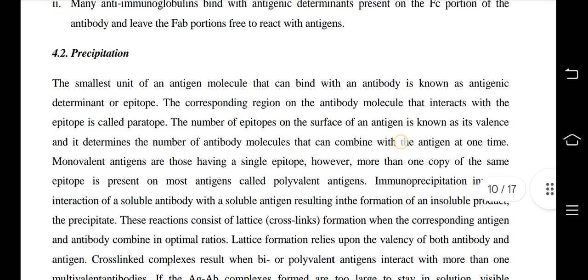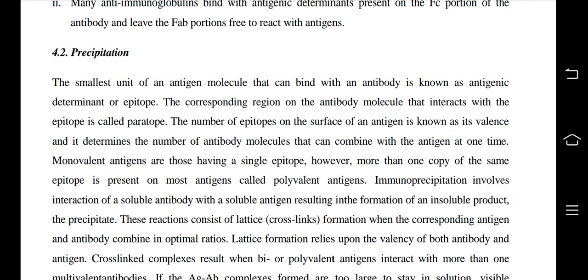Then precipitation. The smallest unit of an antigen molecule that can bind with an antibody is known as antigenic determinant or epitope, which is present on the antigen. Antigen epitope. So antibody paratope. The corresponding region on the antibody molecule that interacts with the epitope is called paratope.